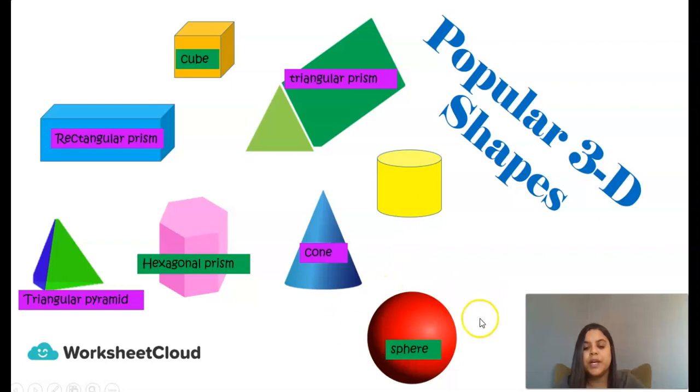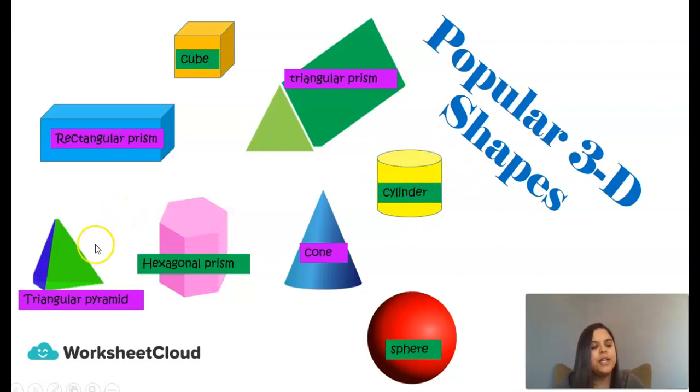A sphere only has curved surfaces. Okay, so prisms over here have flat surfaces. The pyramid, the prism, flat surfaces, but the sphere has only curved surfaces, and the cone has a curved surface and one flat surface. And then the cylinder has curved surfaces as well as a flat surface.